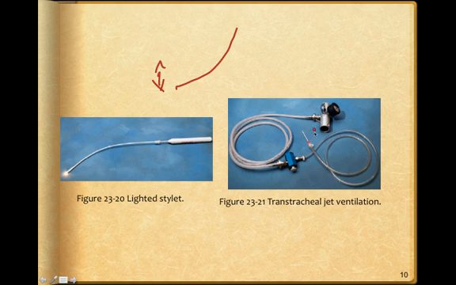Transtracheal jet insufflation. This is from a needle cricothyrotomy, and after the needle cricothyrotomy is placed, this device blows large amounts of air through this needle. Now, what it will allow is it'll allow us to ventilate somebody.